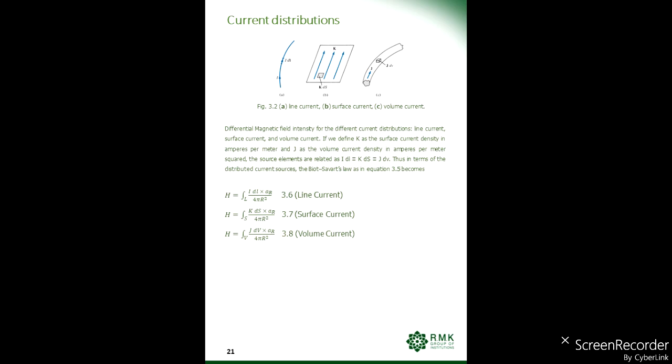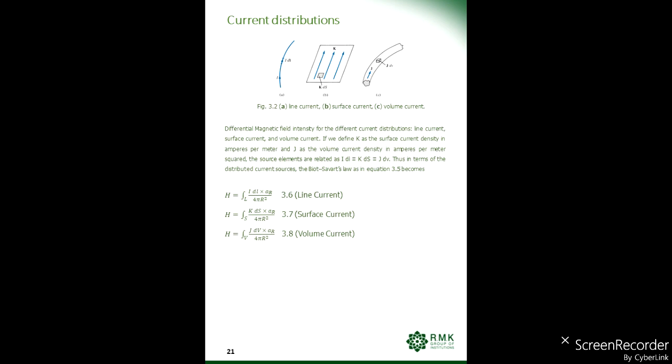Now we will see the second topic in the magnetostatic fields. In this topic, we just see the current distributions which are present in the static magnetic fields. The current distributions are categorized in terms of the line current, surface current, and volume current. In line current, we write capital I, in the surface current, we write capital K, and the volume current we write capital J, right?